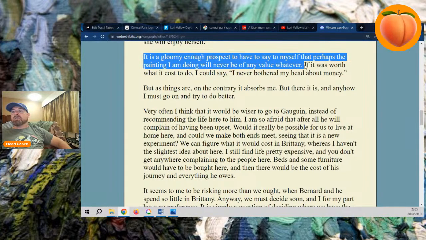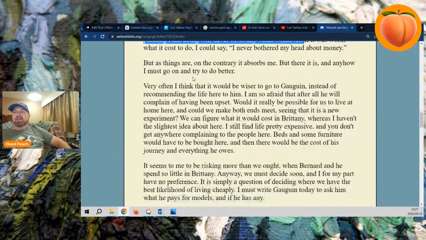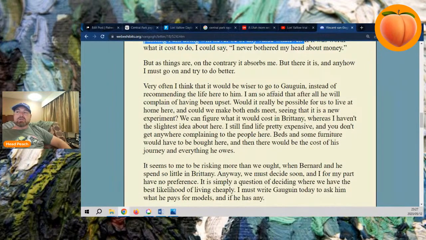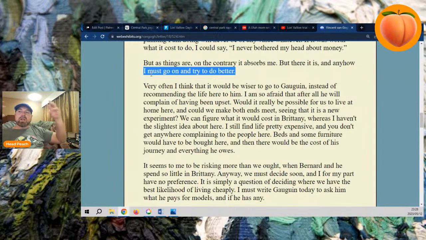So he says, if it was worth what it costs to do, I could say I never bothered my head about money, but he's saying he's had to bother about money because it does cost money to create this art. Then he says, but as things are, on the contrary, it absorbs me. But there it is, and anyhow, I must go on and try to do better. So the title for this video is kind of an amalgam of the previous paragraph, the beginning of it, and the end of the next one.